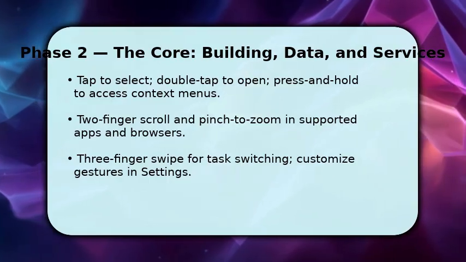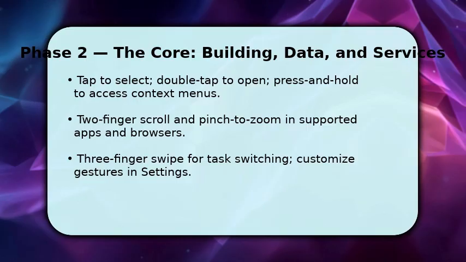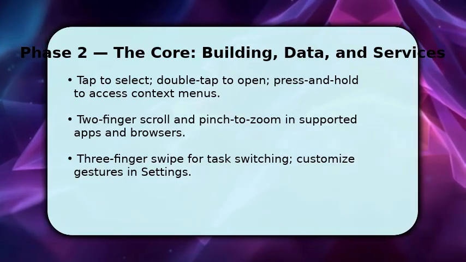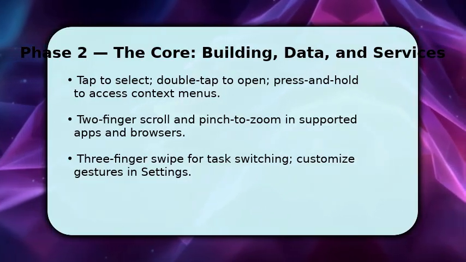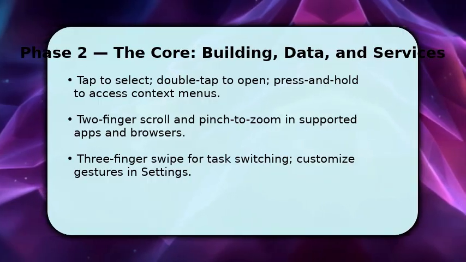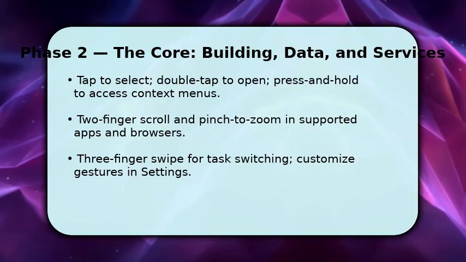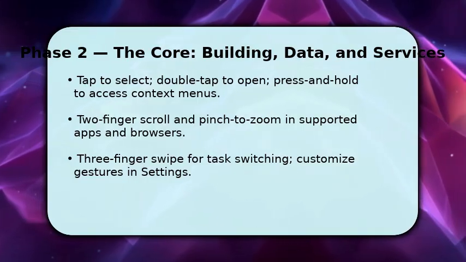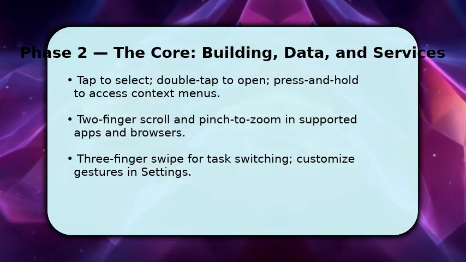Use 2 fingers to scroll and pinch to zoom in photos or web pages. 3-finger swipes usually switch tasks or show the desktop. Make sure to customize these gestures in settings so they match how you work. Practicing these motions builds speed and reduces accidental taps.